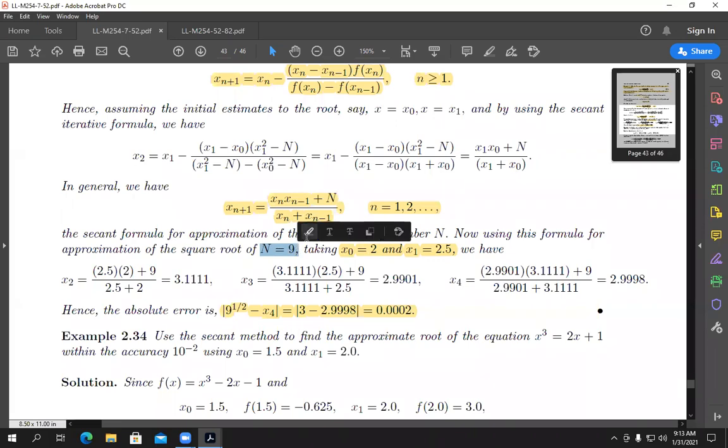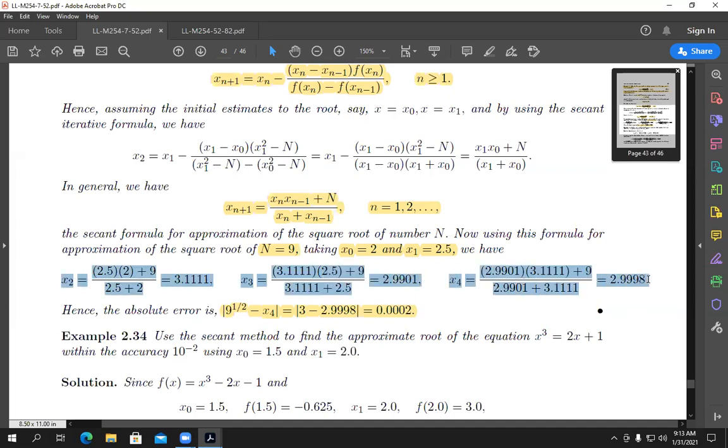And here a student makes confusion. They say n is 9 power half. No, it's the square root of 9 and n is your 9, not 9 power 1. So we have the formula here, and inshallah, you will get the first, second and third approximation. The third approximation comes in the form of x4 in the case of the secant method only.